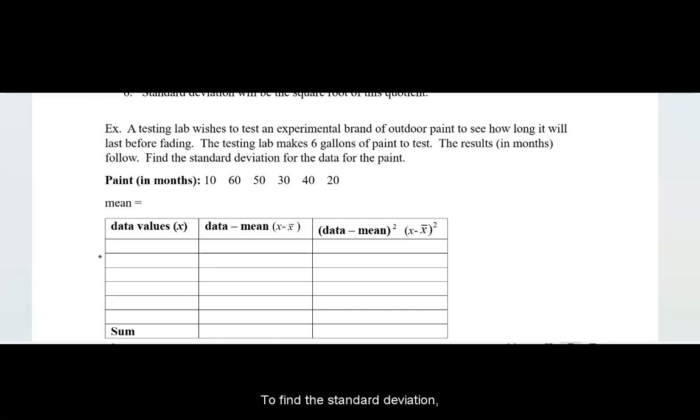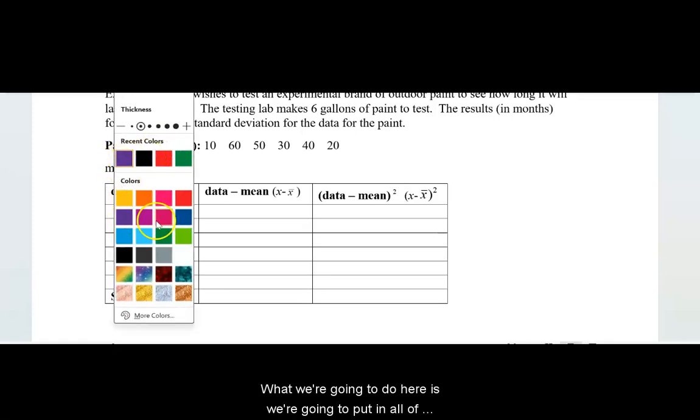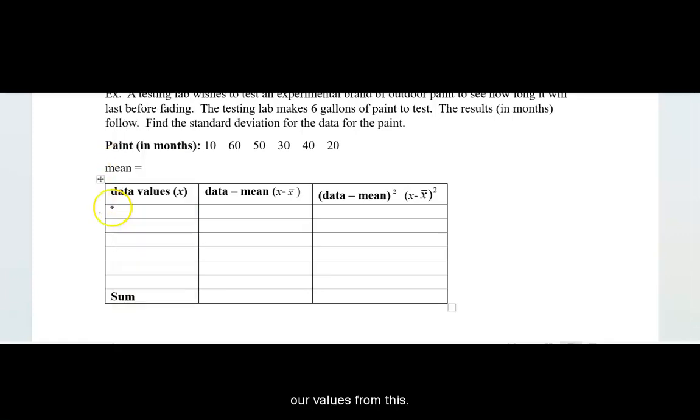To find the standard deviation, I'm going to scroll this up so we can start doing some work here. What we're going to do here is we're going to put in all of our values from this. Now, you can put them in order or not in order. It really doesn't matter. I'm just going to go ahead and put them in order, but again, you don't have to. With standard deviation, these do not have to be in order. All right, that's the first step. That was easy, right? Just writing down the data values.